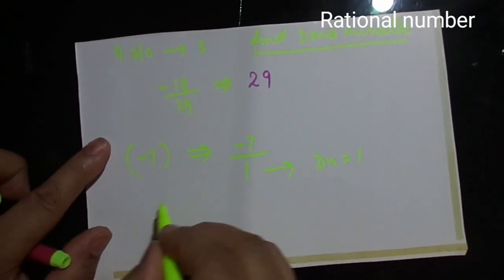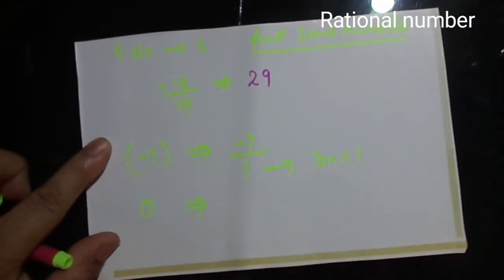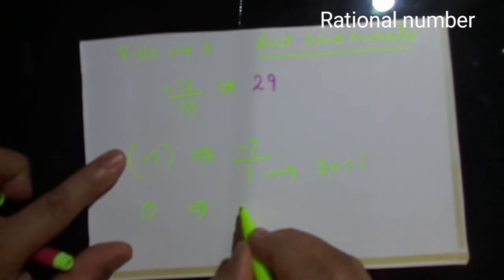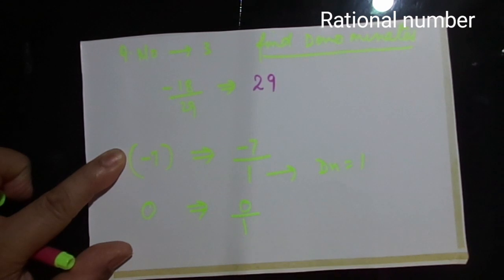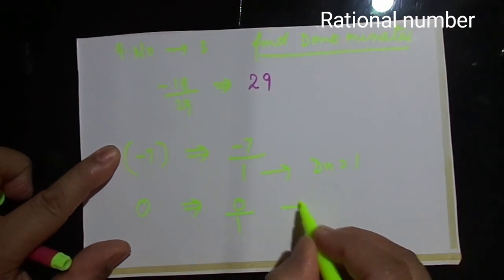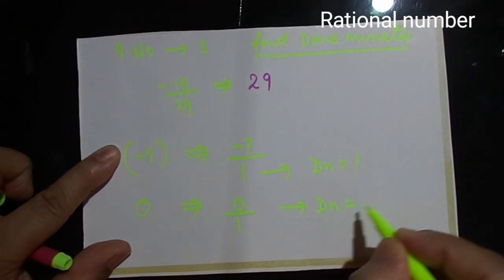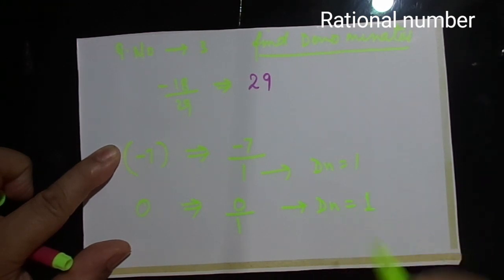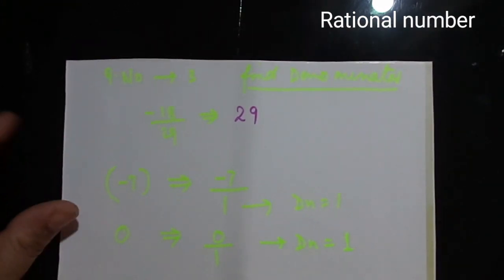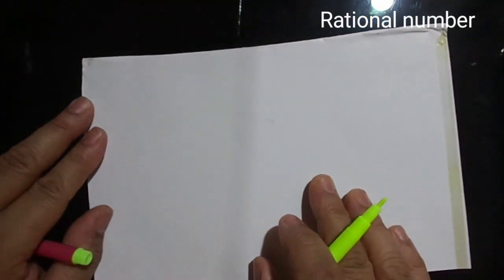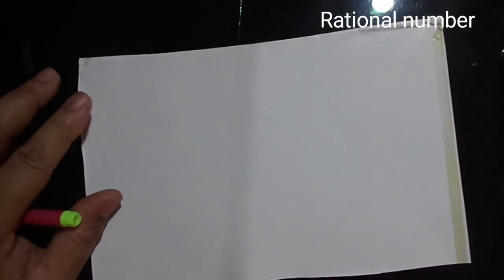And what about 0? Just now we have studied that 0 can be written as 0 by 1. So we say the denominator is equal to 1. Okay, so please concentrate and then do the remaining sums which have not been done. The easiest one you can say.